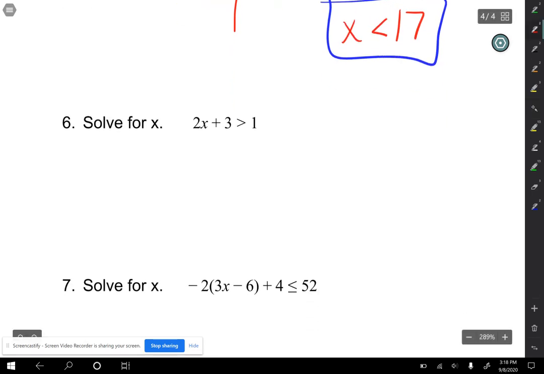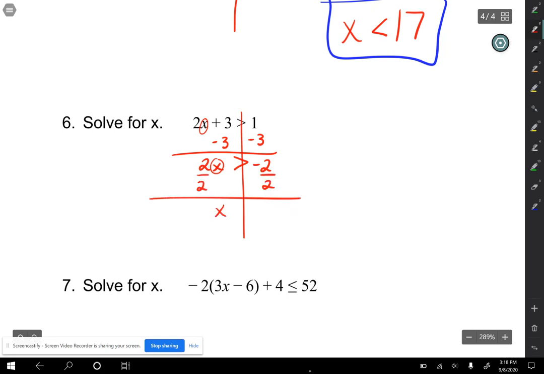Number 6, again, I'm going to draw my line. I want x by itself, so I'm going to subtract 3 from both sides to get 2x is greater than negative 2. Then divide by 2 on both sides to get x is greater than negative 1. Again, my sign does not change because I did not multiply or divide by a negative number. I divided by this positive 2.